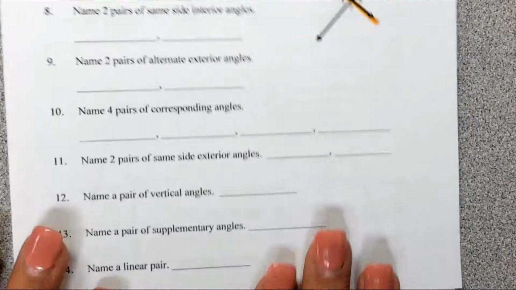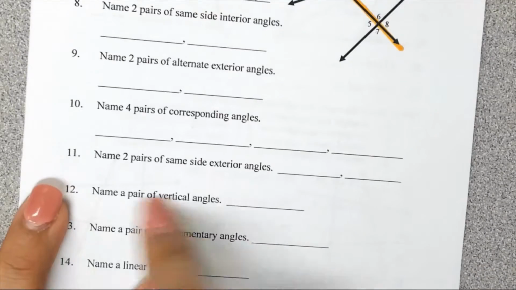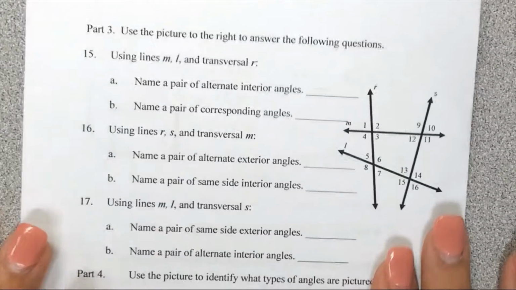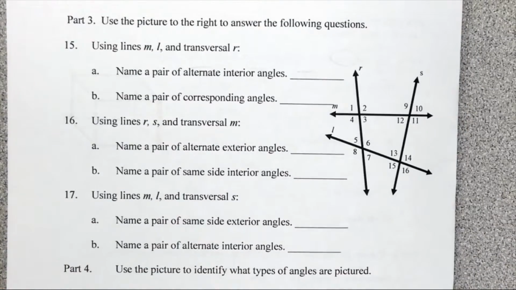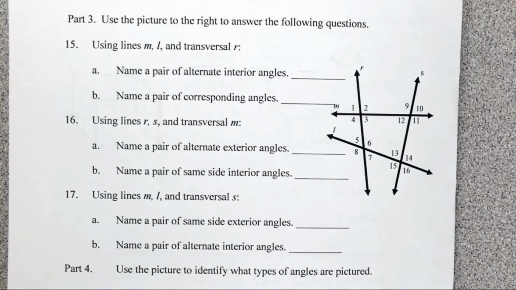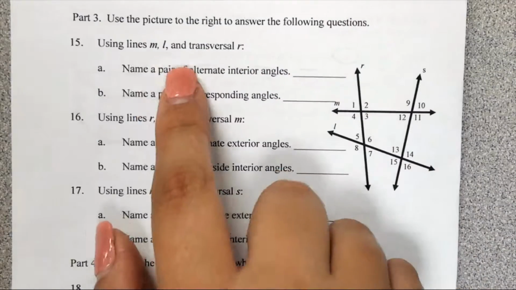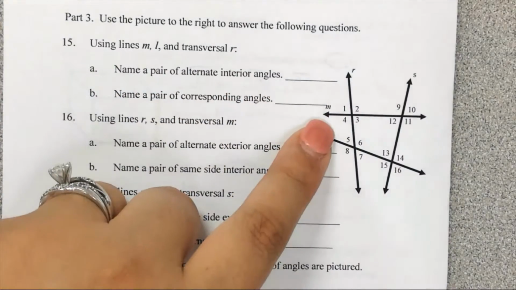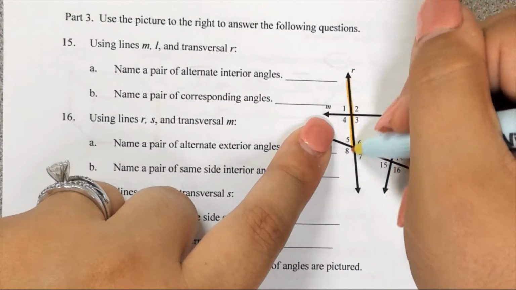Okay, you'll be doing this for that whole section right there. And I know down here there's multiple, just give me one, you don't have to do all of them. Turning over your half sheet, part 3. Ooh, this one's a little bit more complicated. So this time you have to read what it says. It says, using lines M and L, so we're looking at these two lines, R is my transversal.